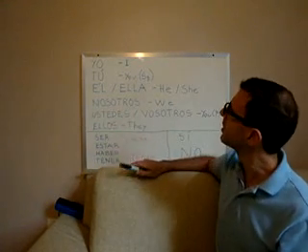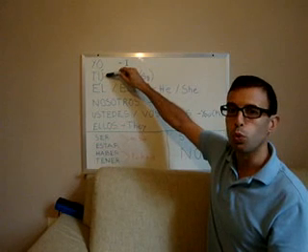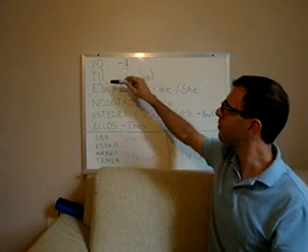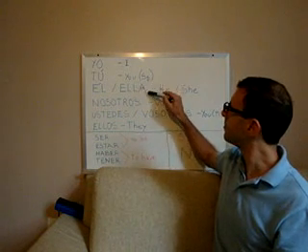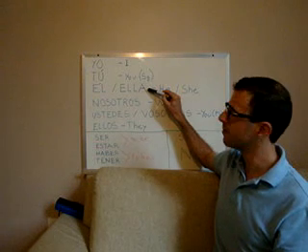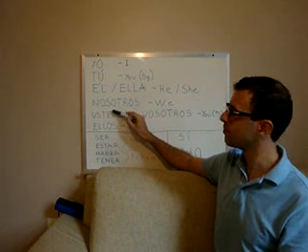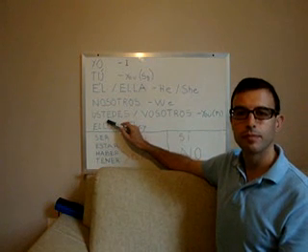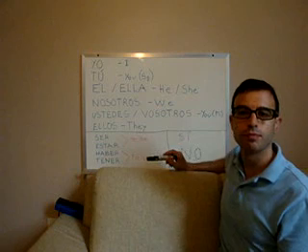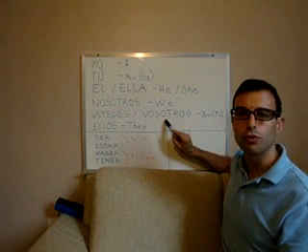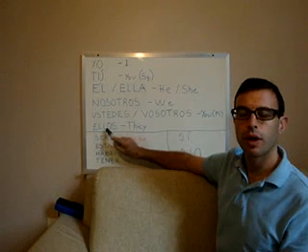So let's see this again. Yo. Tú. Él. Ella. Nosotros. Ustedes. Or vosotros. Ellos.